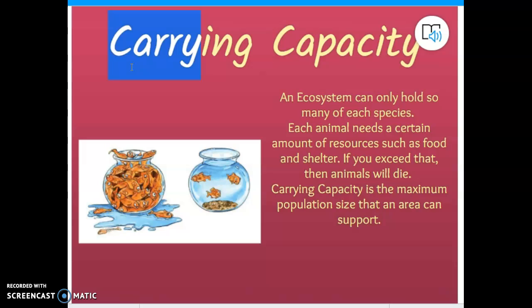The animals are smart. They figure this out pretty quick. With all the competition going on for food, tons of predators and things like that, they're like, this is not a good place to stay. I'm going to move on to somewhere else. And the animals really do help keep things in balance as far as carrying capacity goes.